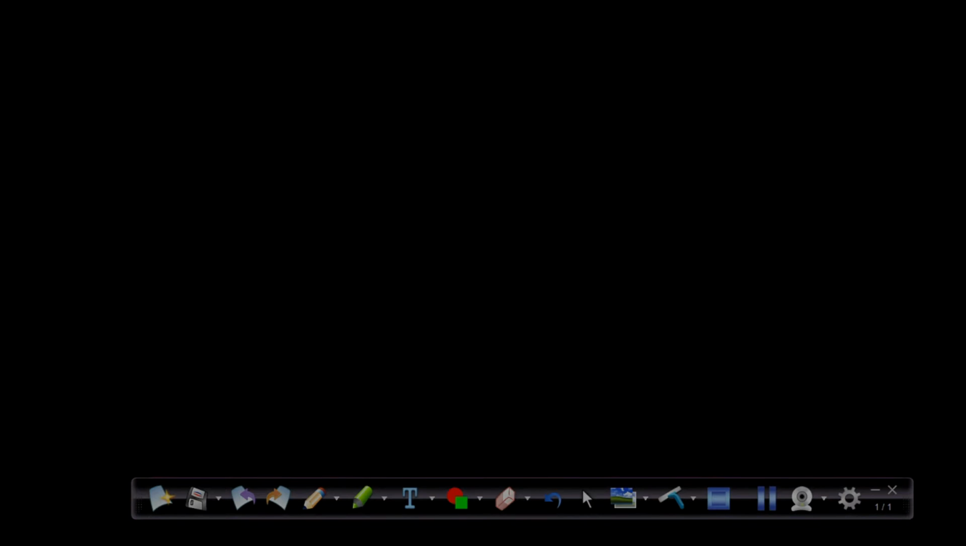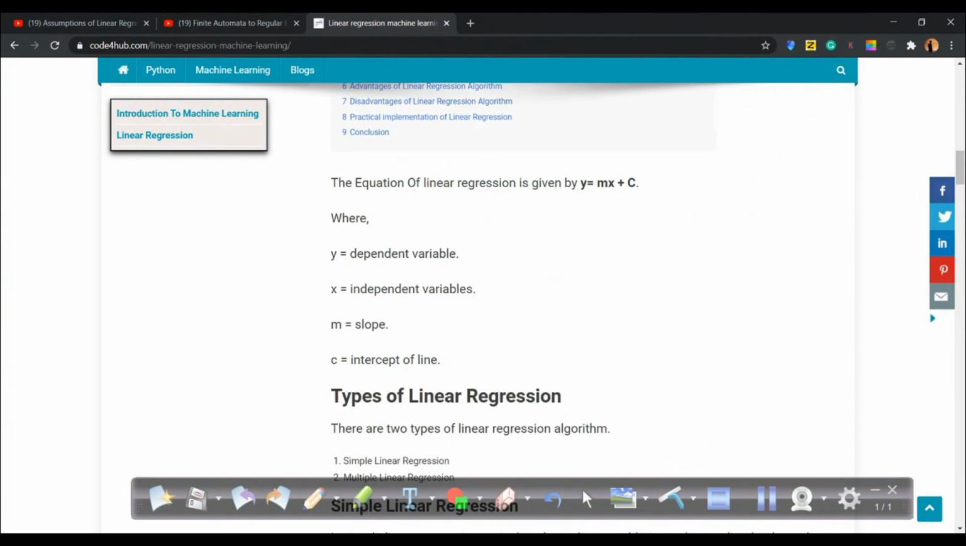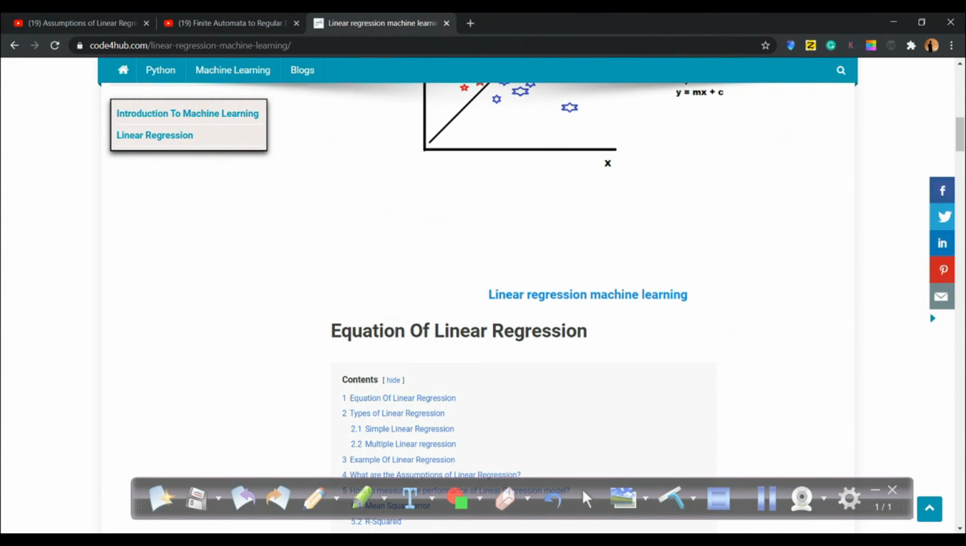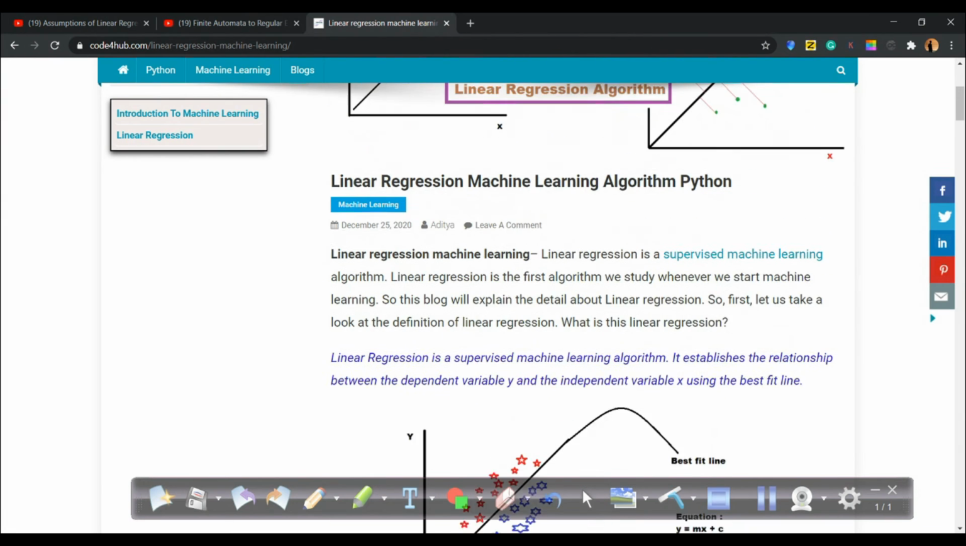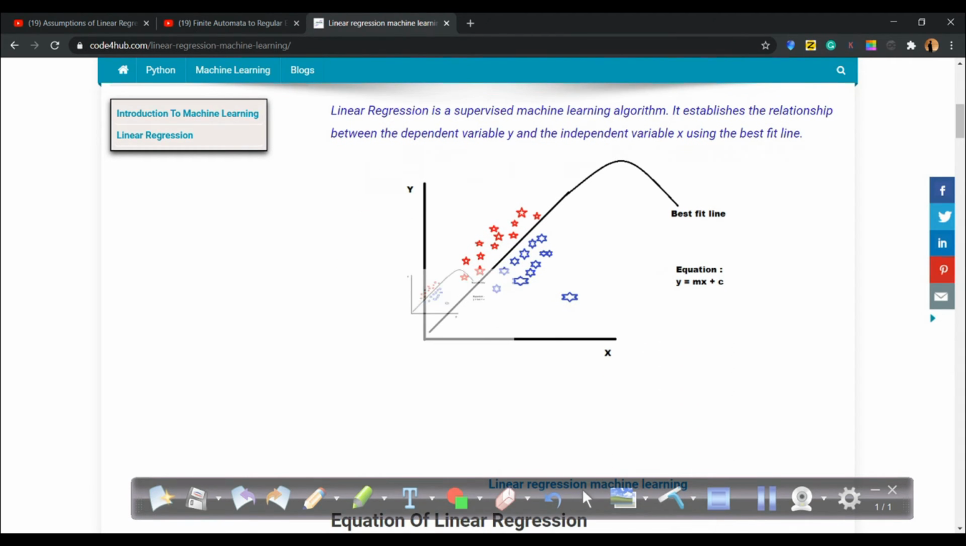Now let me come to my blog. Now let me explain this linear regression once again with the help of this blog. Here you can see that linear regression is a supervised machine learning algorithm. And this is the first algorithm you will begin with whenever you start learning machine learning, this linear regression.